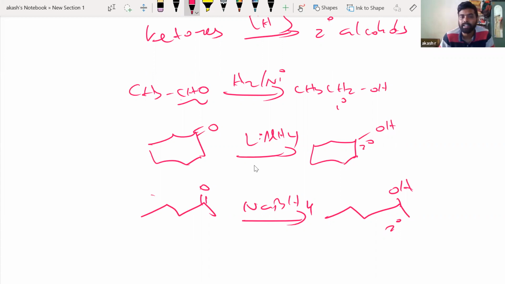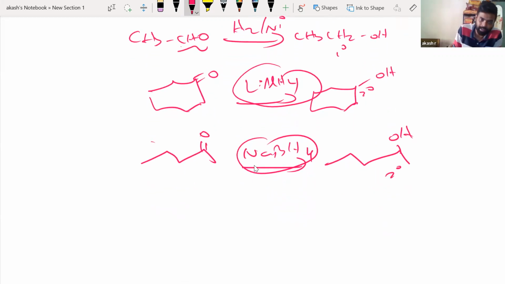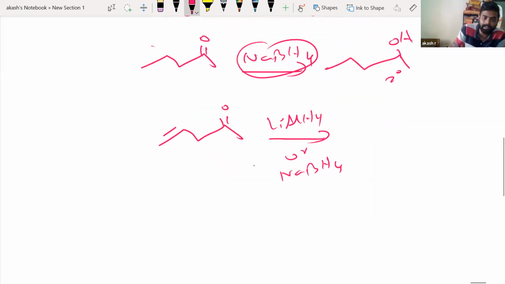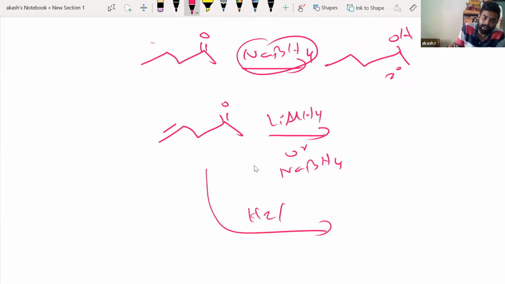There is one special thing about LiAlH4 and NaBH4. They are actually very special. Why are they special? We'll try to understand. For example, let us take this: we have the C double bond O and there's also a C double bond C here. Say I go for LiAlH4 or NaBH4, it doesn't matter, both of them are going to react in the same way. And this same compound, I am going to make react with hydrogen over nickel, hydrogenation.